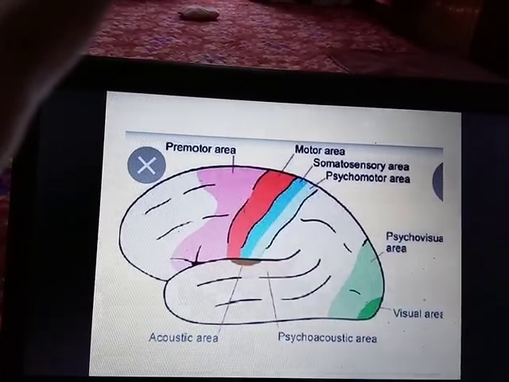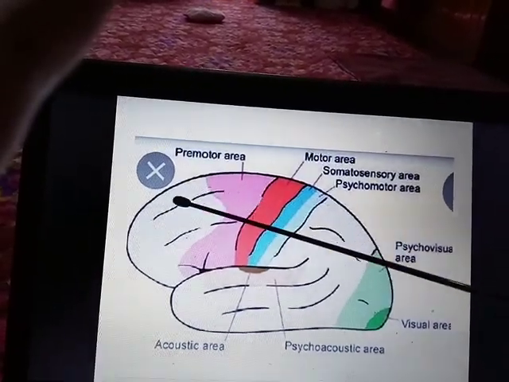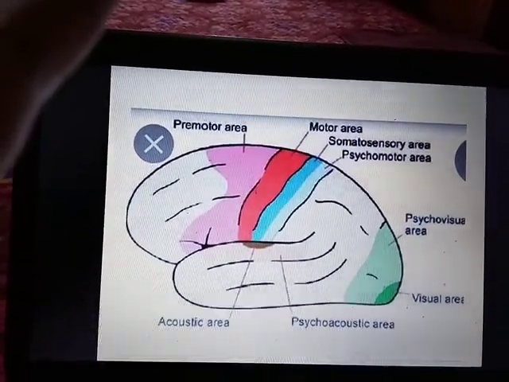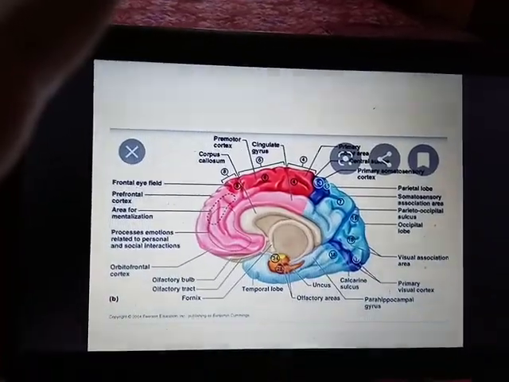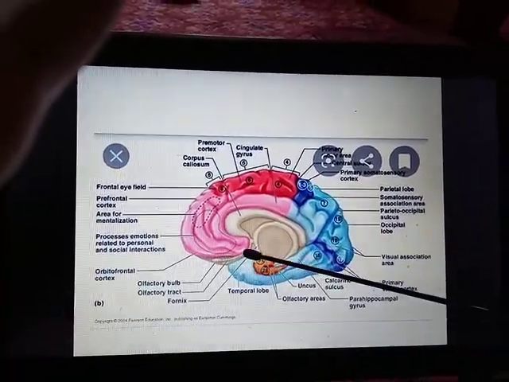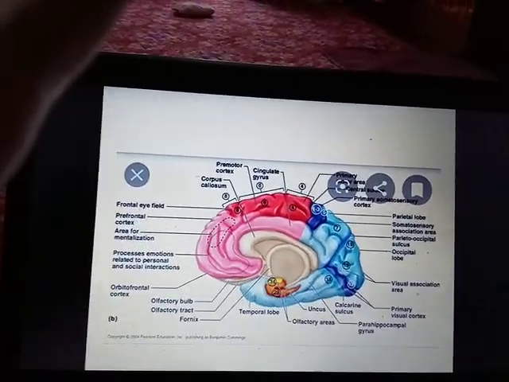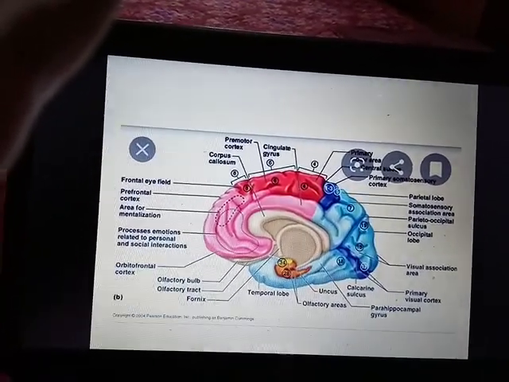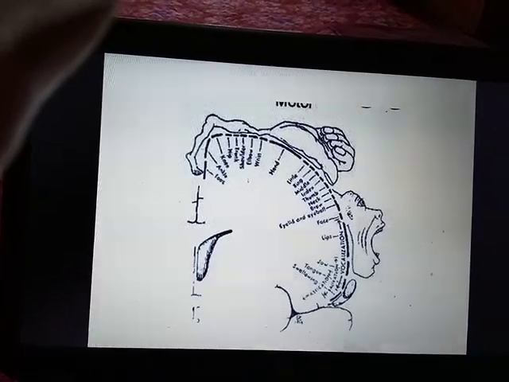Then what else? We had the prefrontal area. For that, we have to include the medial frontal gyrus and orbital gyri and some part of the superolateral surface.